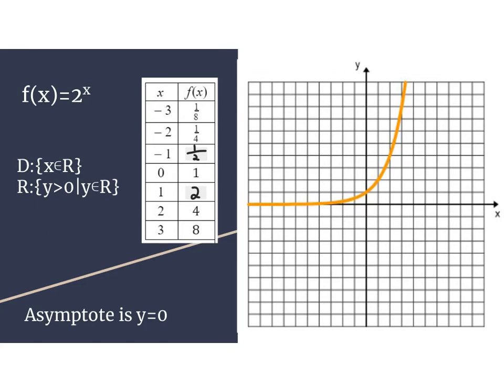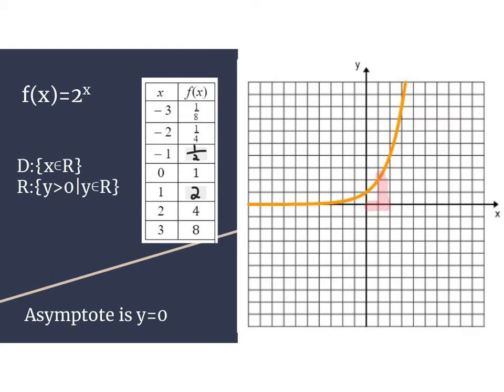Our next touch point, if we go positively along the x-axis, is going to be when x is 1, y is 2, because 2 raised to the exponent 1 is just itself. So we go over and up, and we're at (1, 2).